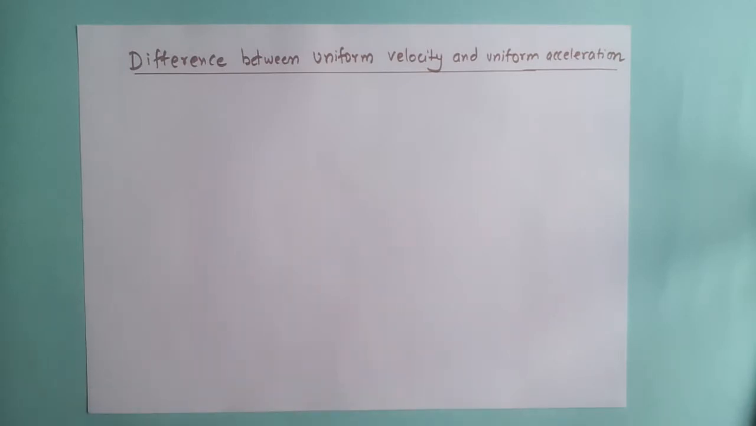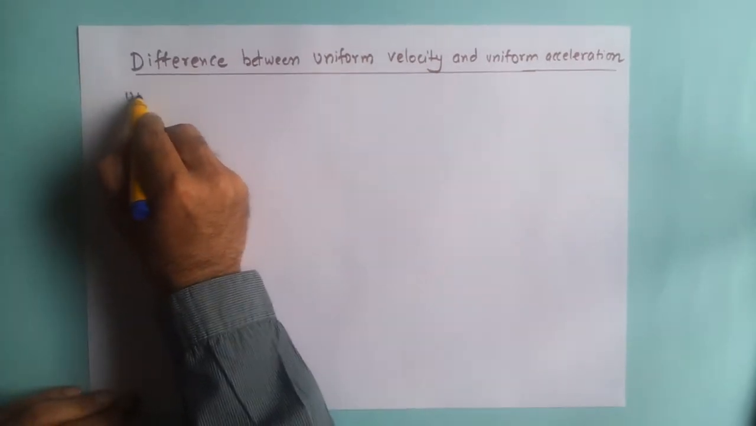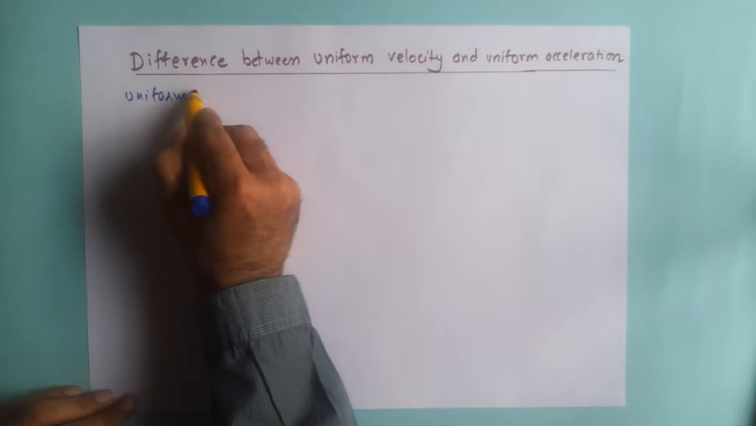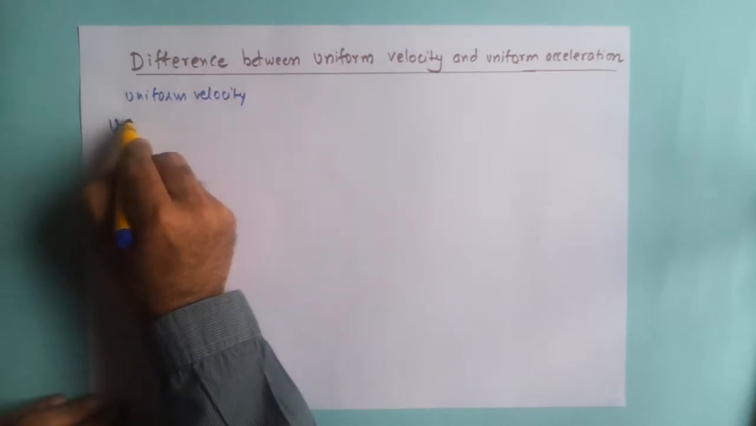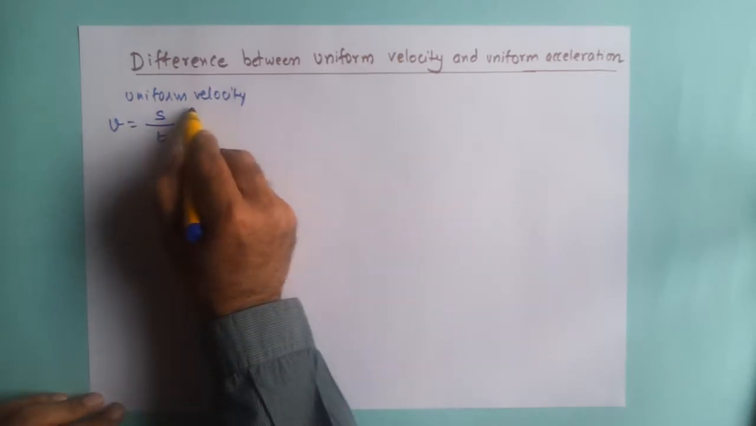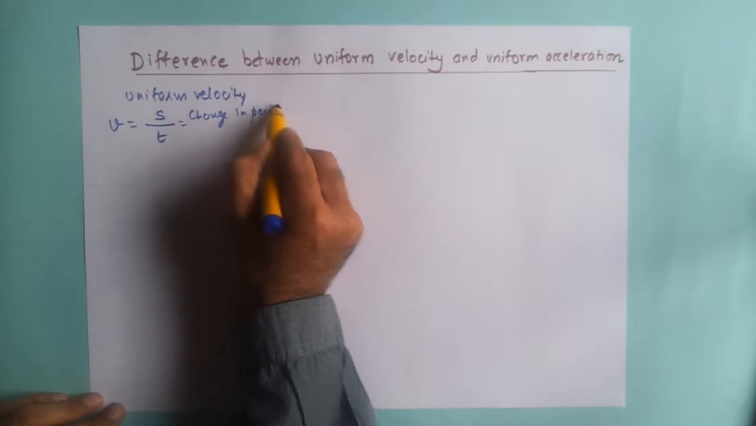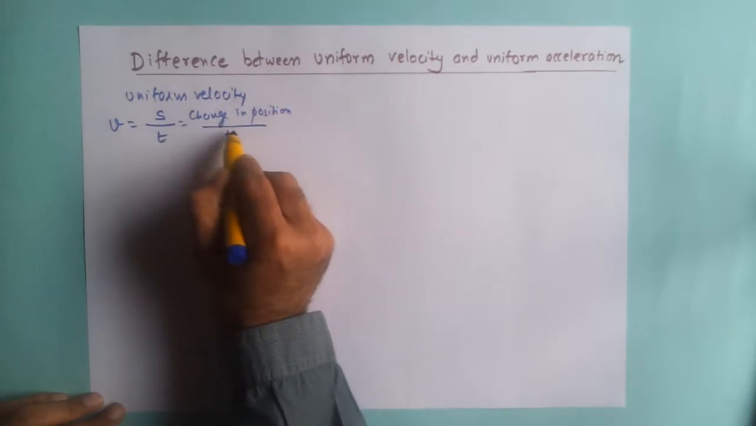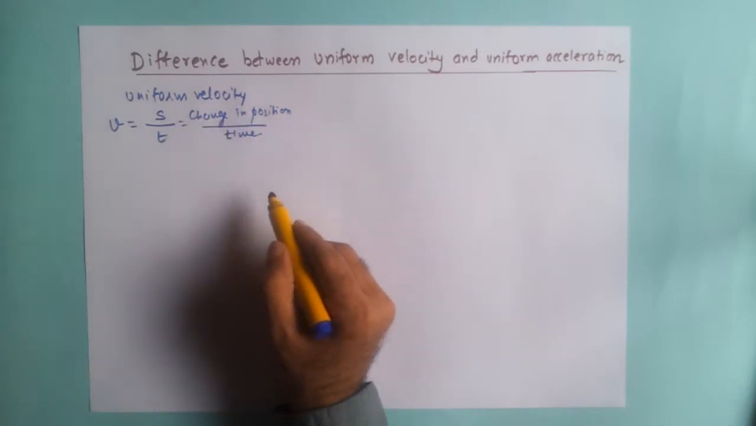Let's begin with uniform velocity. First, let us once again understand what velocity is. Velocity, we know, is displacement upon time, that is, change in position upon the time in which this change in position occurs.